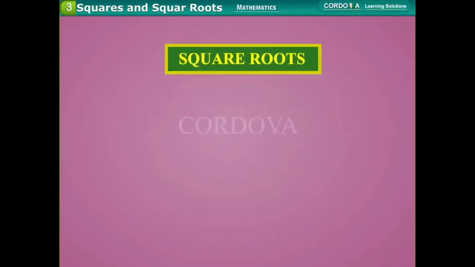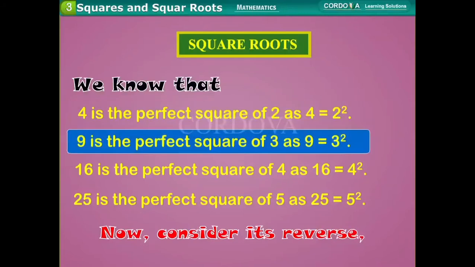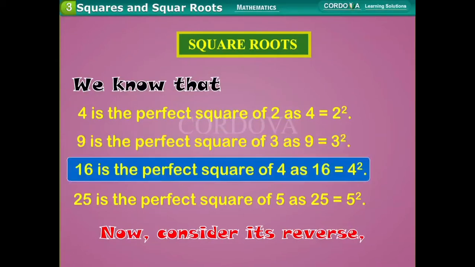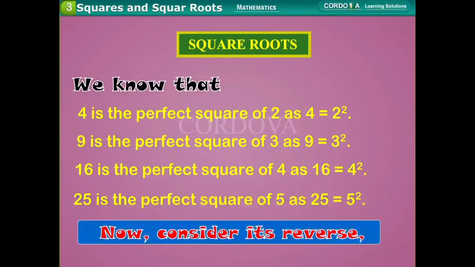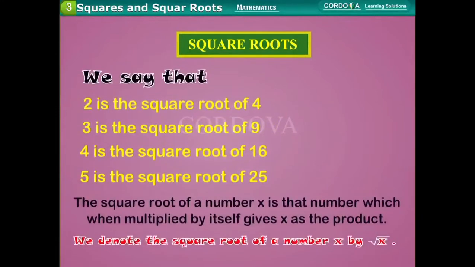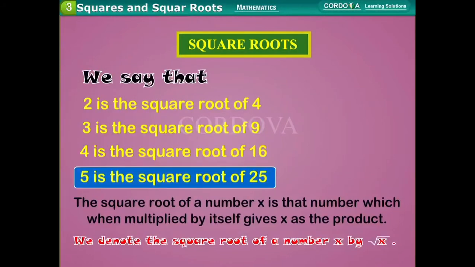Square roots. We know that 4 is the perfect square of 2 as 4 is equal to 2 square. 9 is the perfect square of 3 as 9 is equal to 3 square. 16 is the perfect square of 4 as 16 is equal to 4 square. 25 is the perfect square of 5 as 25 is equal to 5 square. Now, consider its reverse. We say that 2 is the square root of 4, 3 is the square root of 9, 4 is the square root of 16, 5 is the square root of 25.